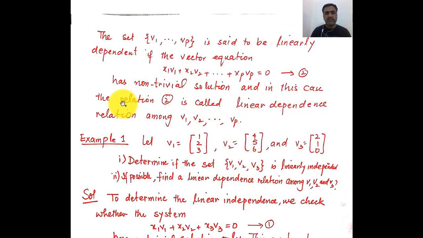And in this case, relation 2 is called the linear dependence relation among v1 up to vp. As an example, we consider 3 vectors in R3. So v1 is 1, 2, 3, v2 is 4, 5, 6, and v3 is 2, 1, 0. And we ask 2 questions. Number 1, determine if the set of vectors v1, v2, v3 is linearly independent. And number 2, if possible, find a linear dependence relation among v1, v2 and v3.